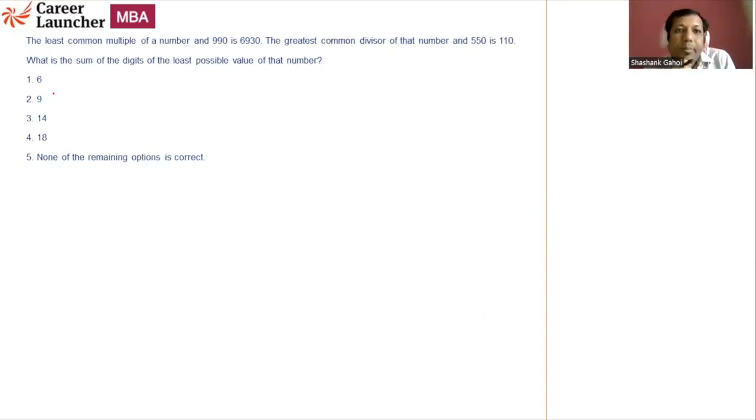The least common multiple of a number and 990 is 6930. Okay. So let's say LCM of n and 990 is 6930. So if we factorize it, we are going to get 990 into 7. Okay. So we can have 990 from 990 itself. So whatever n is, n must contain 7 because in LCM we take all the possible prime factors, all the possible factors.